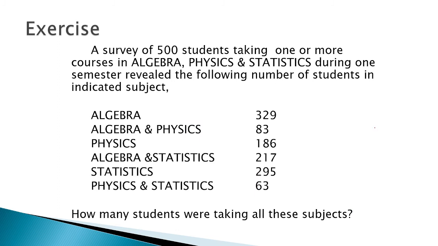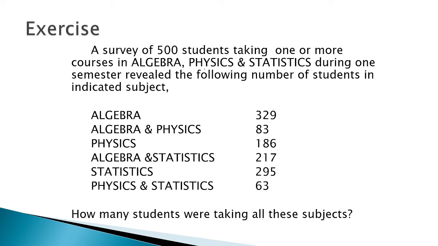Okay, next, let's have another problem that we can solve using the Venn diagram. Familiar na rin siguro sa inyo to. We have a survey of 500 students taking one or more courses in algebra, physics, and statistics during one semester revealed the following number of students in indicated subject: algebra 329, algebra and physics 83, physics 186, both algebra and statistics 217, statistics 295, physics and statistics 63. So ang tanong is how many students were taking all of these subjects.